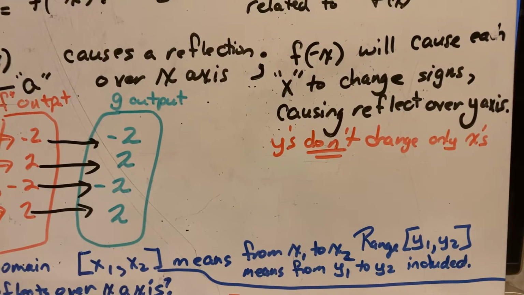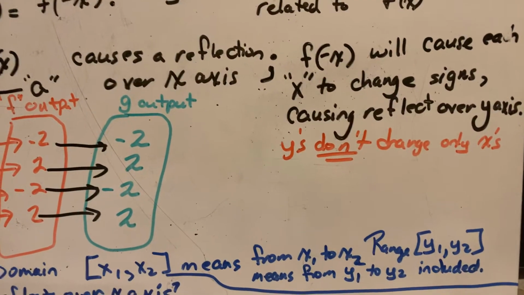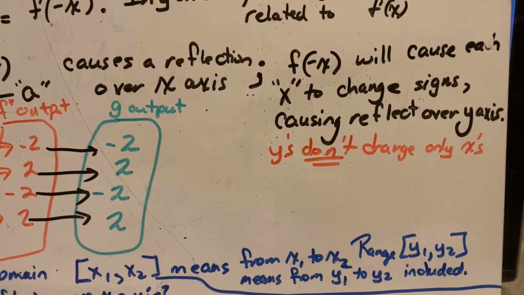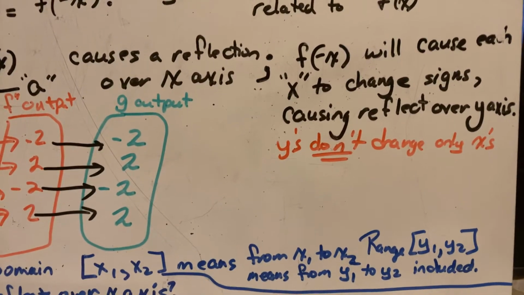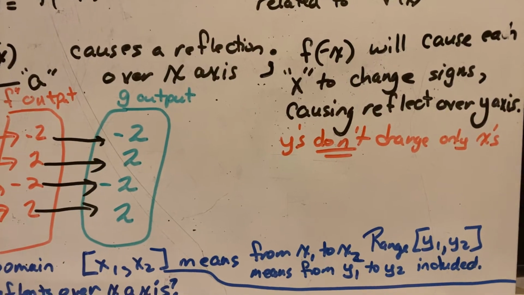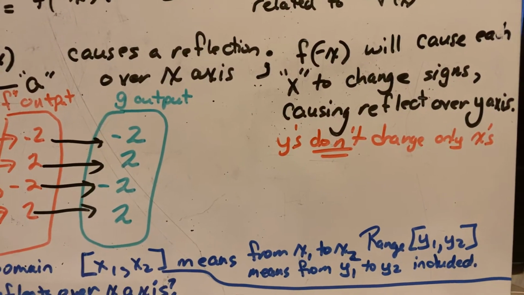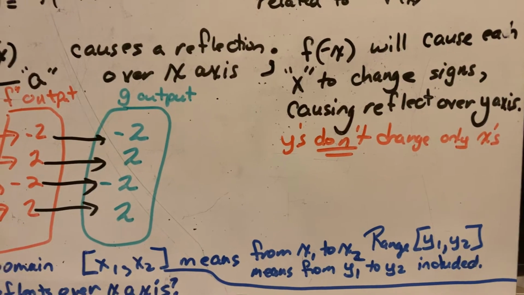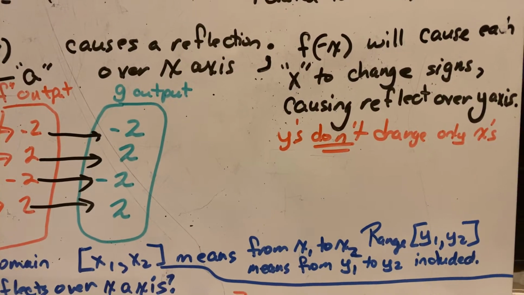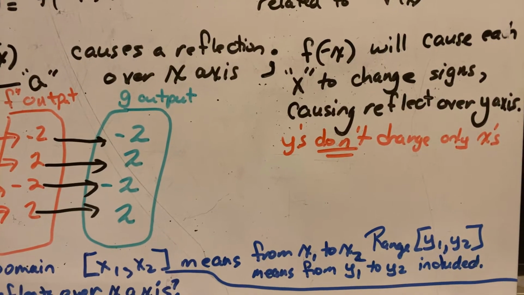Well, f of negative x will cause each of the x's to change signs. So if x was 5, f of negative x will become negative 5. It's not going to change our y values. This is going to change our x values, which is going to cause that reflection over the y-axis. Please note the y's do not change. Only the x values are going to change.